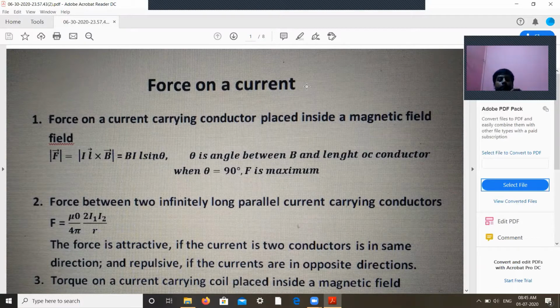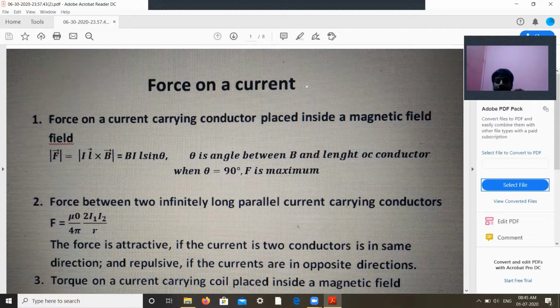The first formula is for the force on a current carrying conductor placed inside a magnetic field. The formula is: magnitude of the force vector is equal to I L vector cross B vector, which is equal to B I L times sine theta, where theta is the angle between the magnetic field and the length of the conductor.